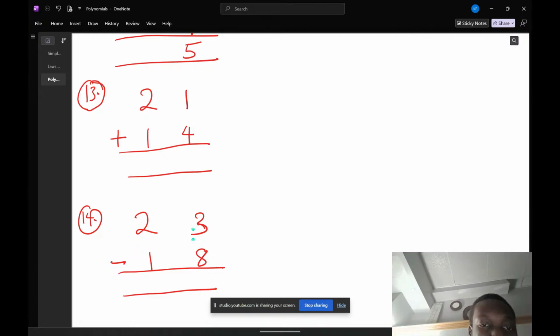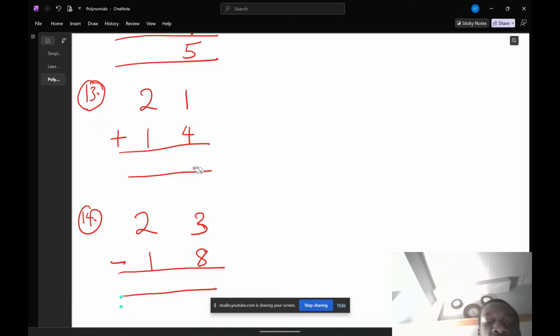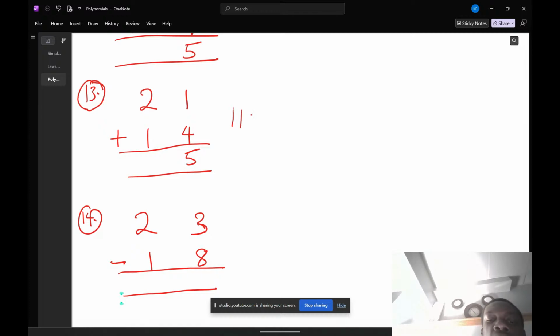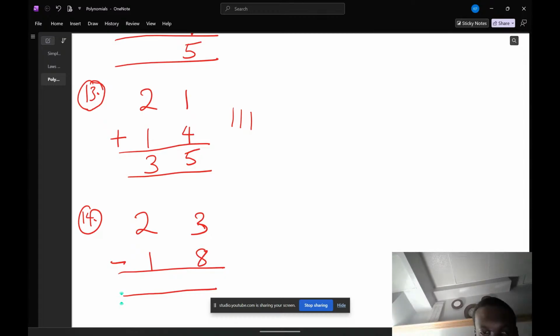In this case, we start from the back to the front. The ones: we have 1 on top, we have 4 underneath. So we have 1 plus 4, which will give us 5. And then we have 2 plus 1, which is 3. So we can say that 21 plus 14 will give us 35.